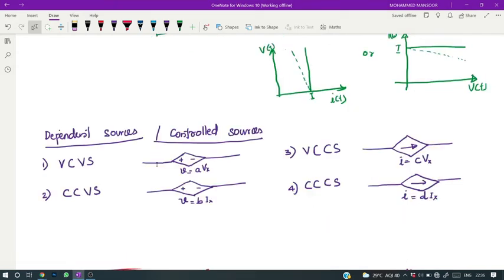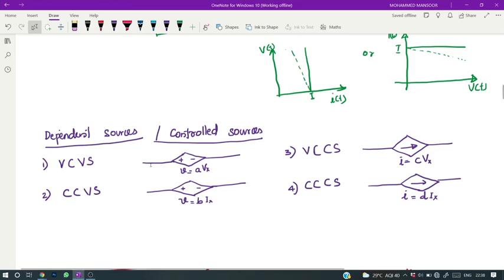As I mentioned earlier, the sources may be of two kinds: dependent sources and independent sources. In a dependent source, the voltage or current depends on the value of voltage drop or current flowing through some part of the circuit. The dependent sources are of four kinds, depending on whether the control variable is voltage or current. The first category is VCVS, that is, voltage controlled voltage source.